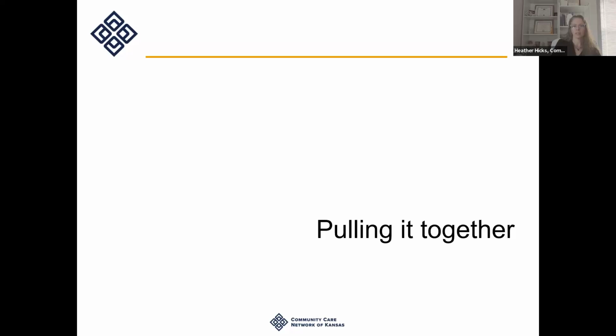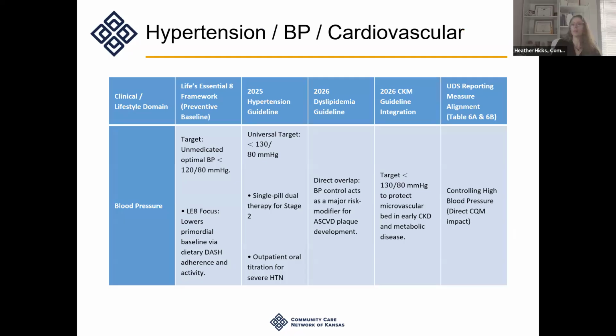So what I did is I made a table, and hopefully you can read this. I have all of these pulled together in a document, so you'll get this as a PDF where it's all together in one document. I took each of these different lifestyle domains, areas, or groupings, and I put them on a table where we have Life's Essential 8 framework, the hypertension guidelines, the dyslipidemia guidelines, the CKM integration guide, and UDS reporting.